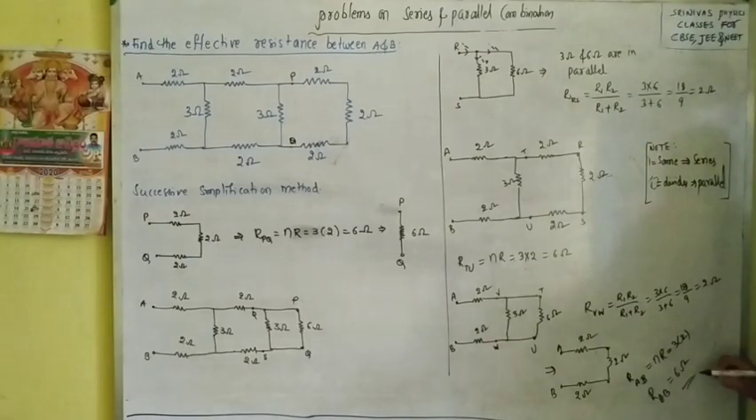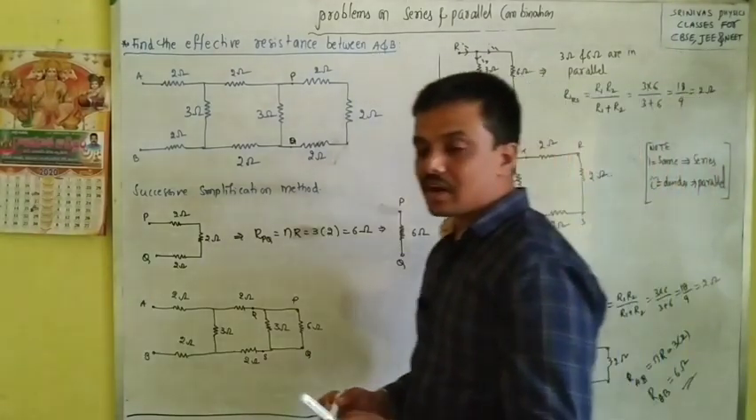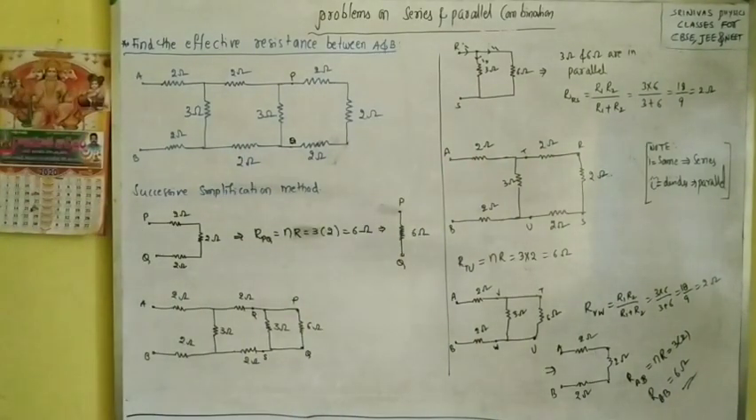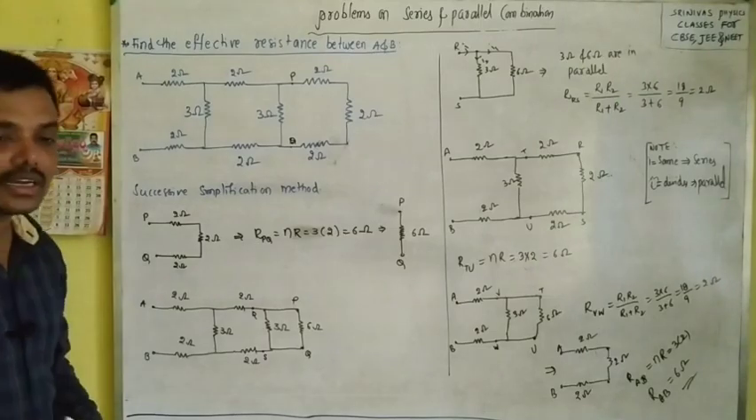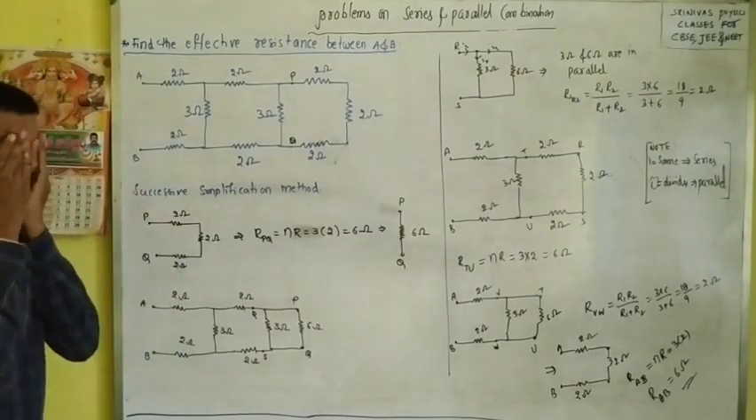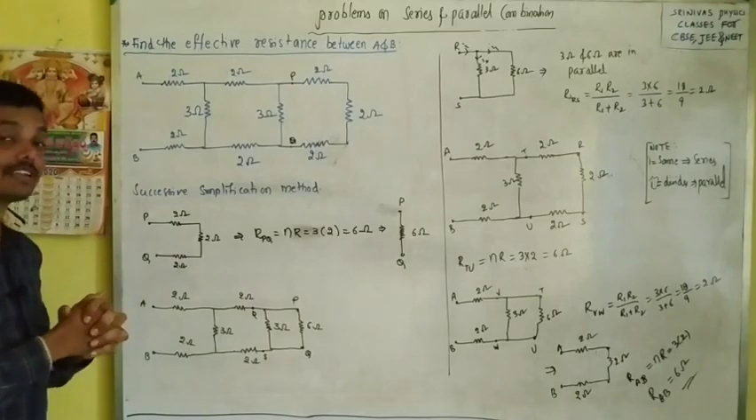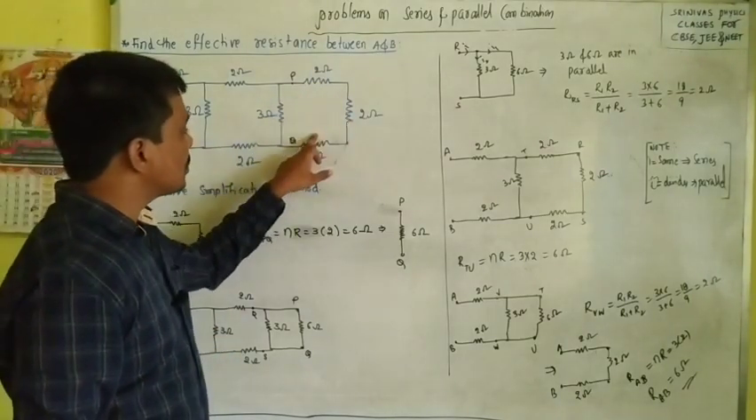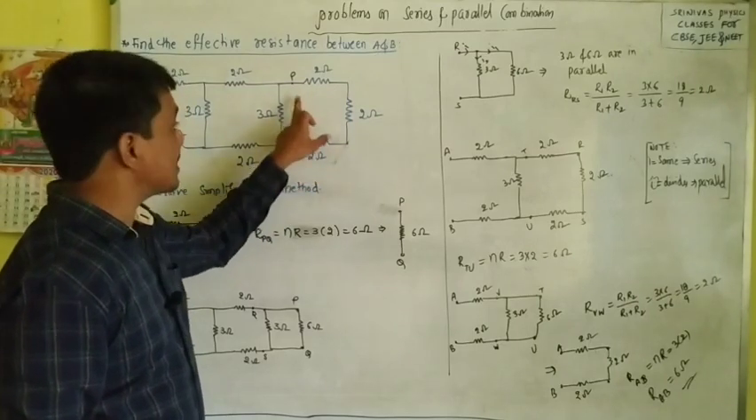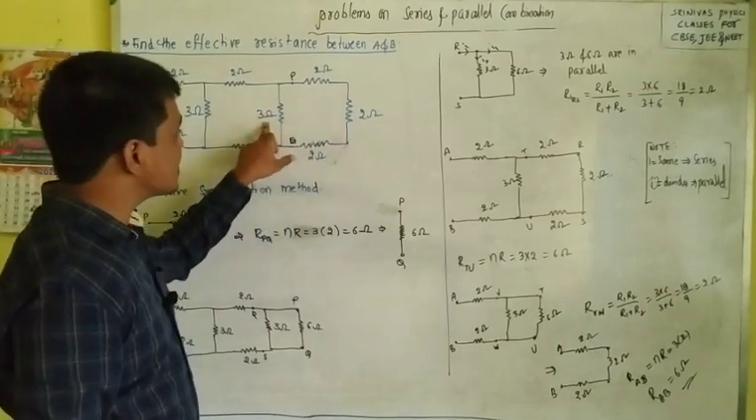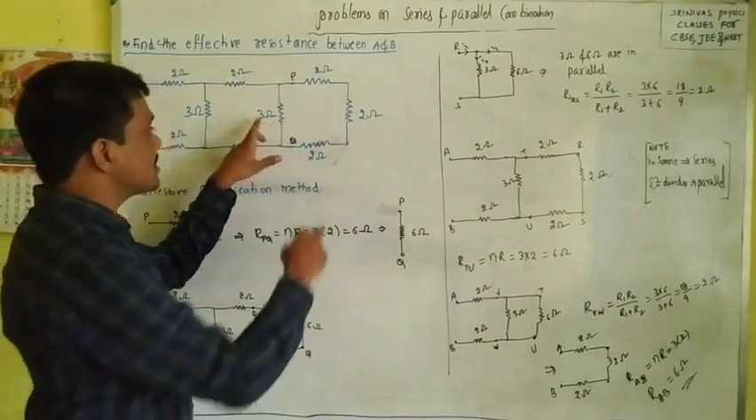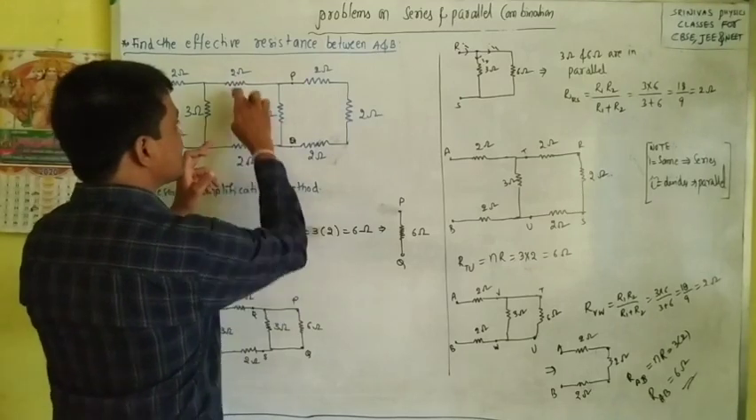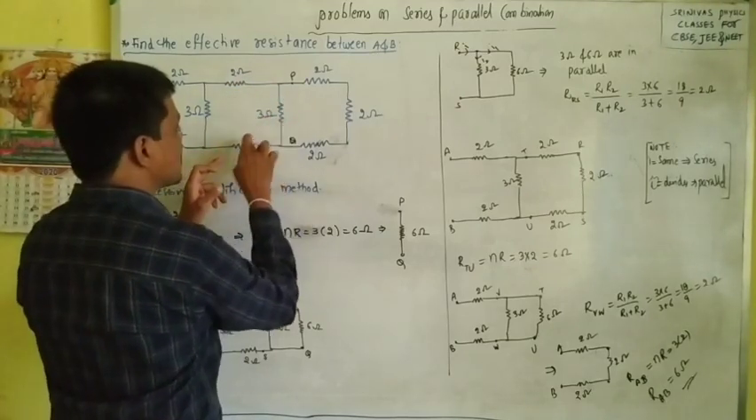In a competitive exam we will not take this much time to solve the problem; we have to solve it within 1 minute. How to solve this problem within 1 minute? Look here, if you know everything then it is very easy. Firstly, these 3 are in series, so the effective resistance is 6. This 6 and this 3 are in parallel, and the effective resistance of 6 and 3 is 2. These 2 are in series, so the series effective resistance is 2 plus 2 plus 2, that is 6.